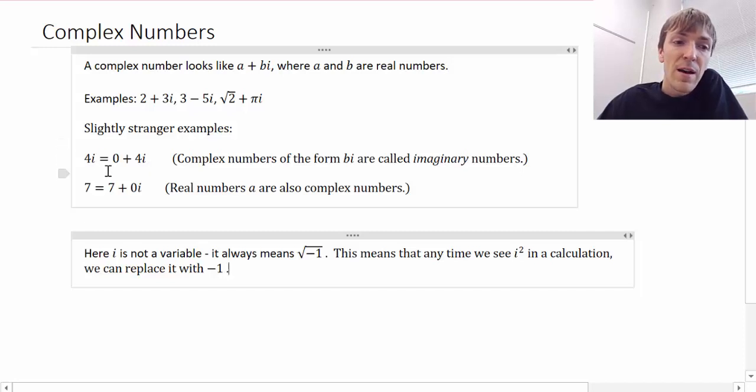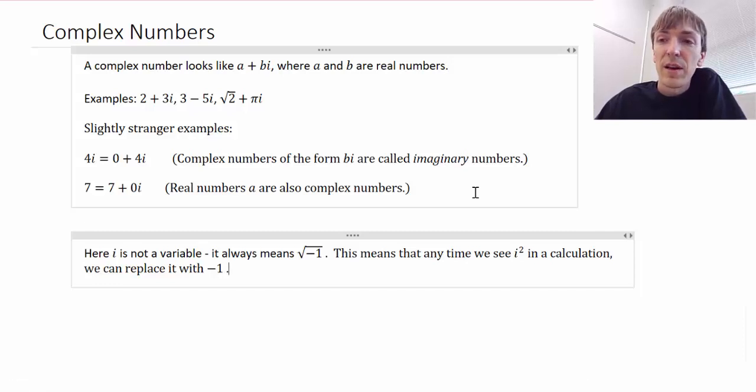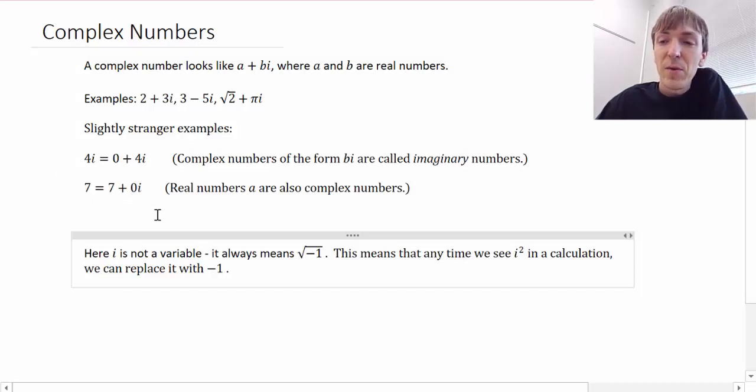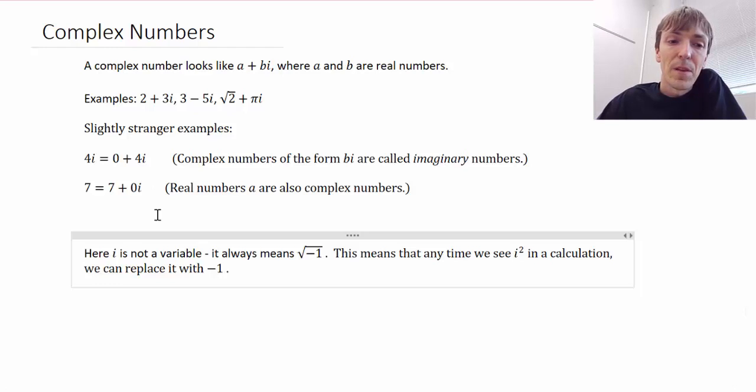Now a number times i actually has a special name. These are called imaginary numbers. So if you remember that term from a previous class, that's what it means. They're just a special kind of complex number. Okay, even real numbers like 7, real numbers are also complex numbers because I can write 7 as 7 plus 0 times i. Okay, so that's why I'm saying that complex numbers are bigger than real numbers, because they actually include the real numbers in them.